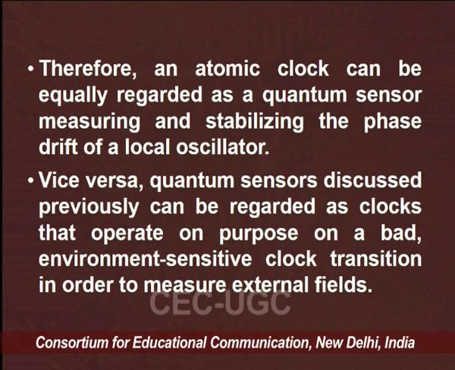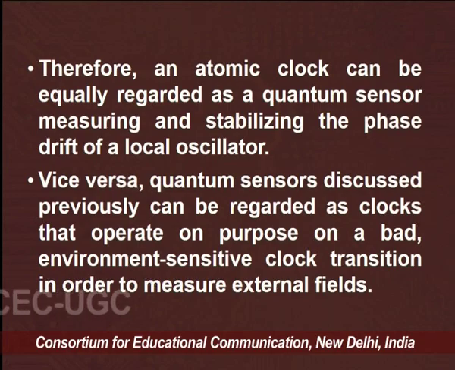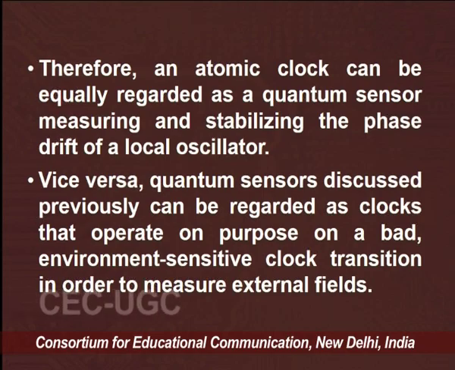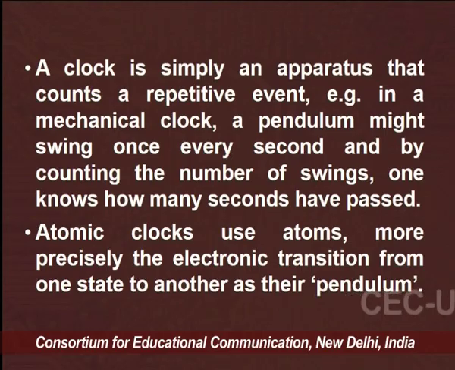So, an atomic clock can be equally regarded as a quantum sensor, measuring and stabilizing the phase drift of a local oscillator. Vice versa, a quantum sensor discussed previously can be regarded as a clock that operates on purpose-built, environment-sensitive clock transitions in order to measure the external field. The external field may be electric or magnetic.